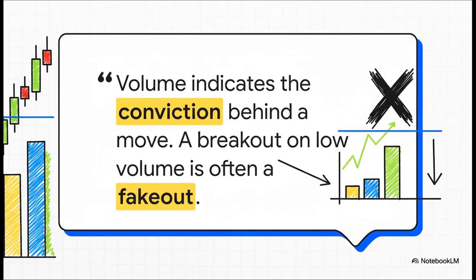Yeah, this quote just nails it. Think of it this way. Price is the car. Volume is the gas in the tank. You can have a fancy car, but without gas, it's not going anywhere, right? Same thing here. A price move without volume is probably not going very far. It is the absolute ultimate confirmation tool.